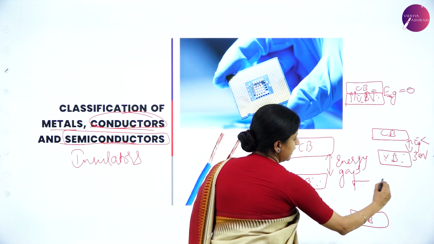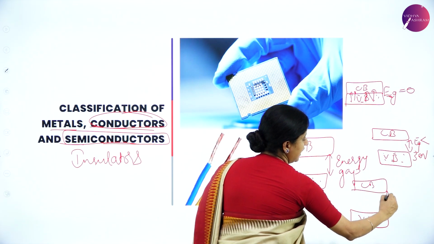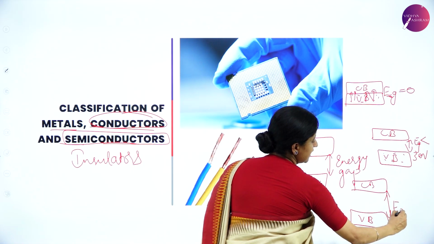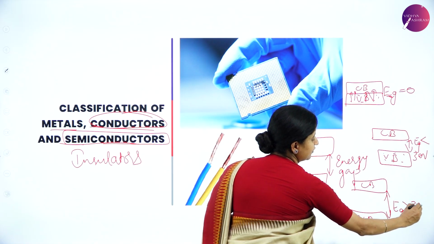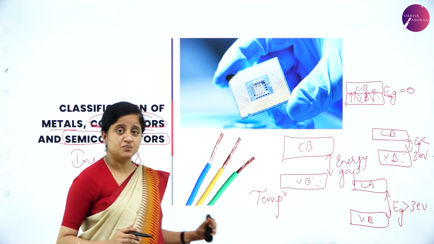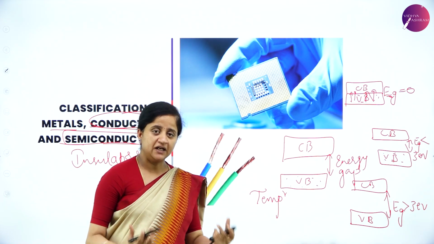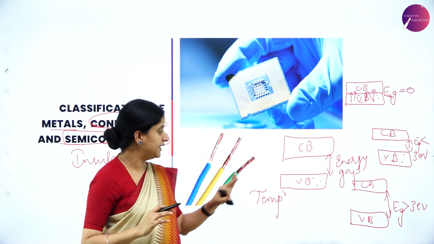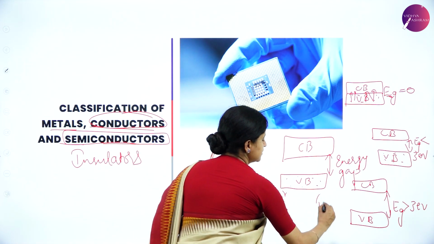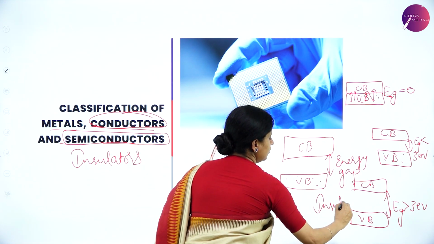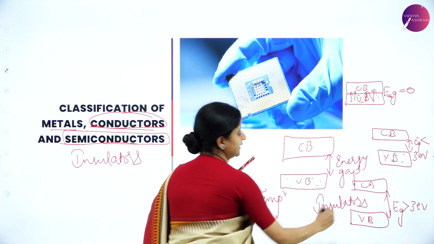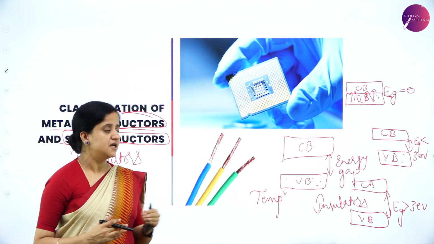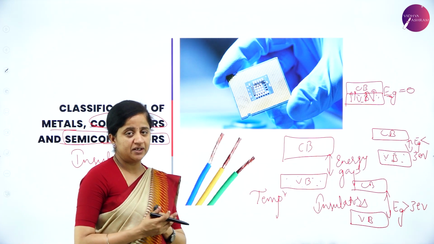Next is insulators. In the case of an insulator, no conduction process takes place. The valence band and conduction band have a large energy gap, more than 3 electron volt. Since the energy gap is large, the electrons will not move from the valence band to the conduction band and they act as insulators, because no free electrons are available in the conduction band for the conduction process. Hence we call them insulators.